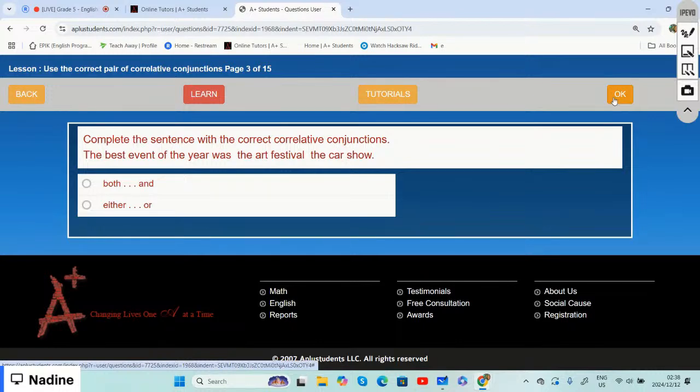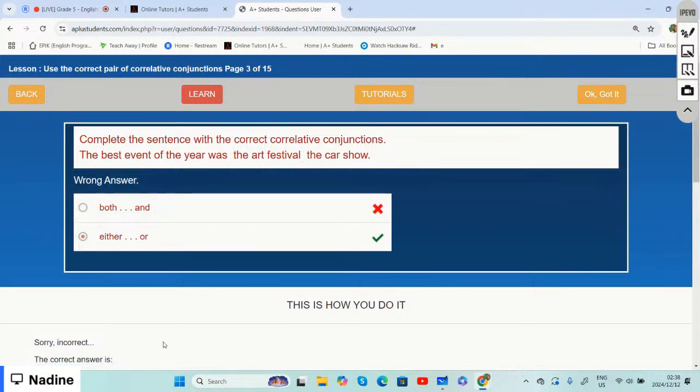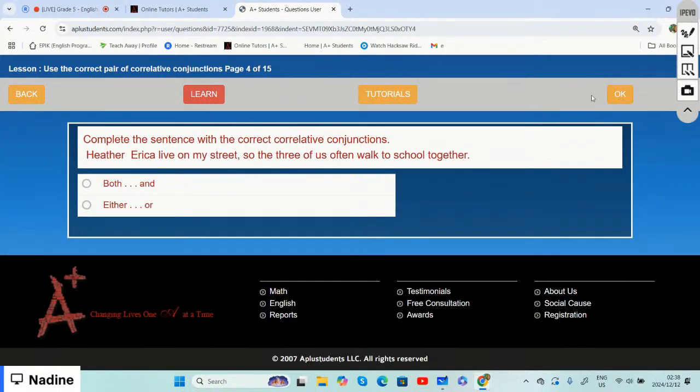The best event of the year was, do we say both the art festival and the car show, option one? Or do we say the best event of the year was either the art show or the festival? If we were to choose the correct option, yes, we will choose both. Oh, it's either that or that one. So they're actually telling us it's either this one or it is that one. So it's not telling us it's both of those options.